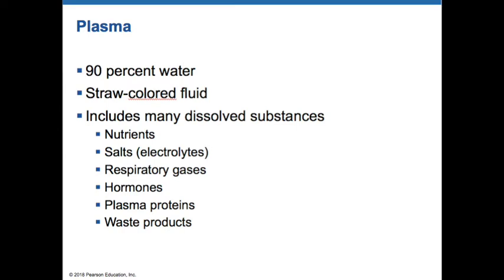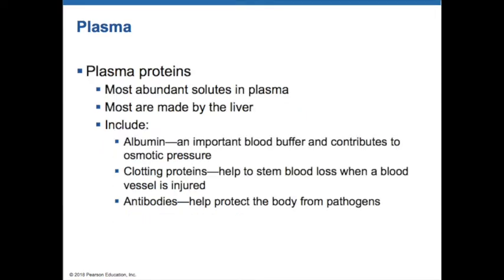We're also going to find respiratory gases such as carbon dioxide and oxygen. We are going to find hormones. We're going to find plasma proteins as well as waste products. Now, what are going to be the type of proteins that we're going to find in plasma? You're going to see that most of these proteins are going to be synthesized by the liver. And one of these proteins includes albumin. Now, what is the function of albumin?